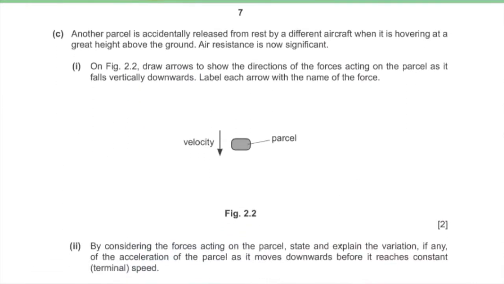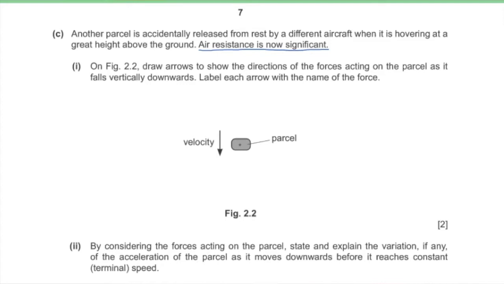Part C, another parcel is accidentally released from rest by a different aircraft when it is hovering at a great height above ground. Air resistance is now significant, so the acceleration on the parcel is not going to be due to g alone now, because air resistance is in action. Part 1, on figure 2.2, draw arrows to show the directions of the forces acting on the parcel as it falls vertically downwards. Label each arrow with the name of the force.